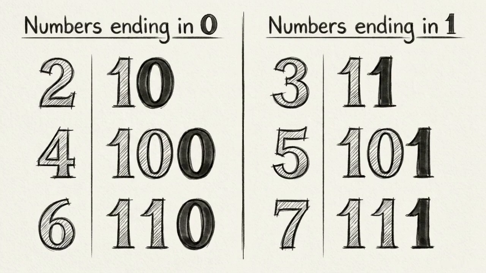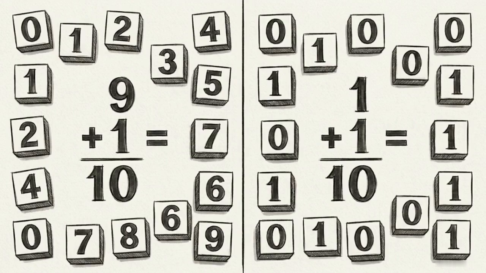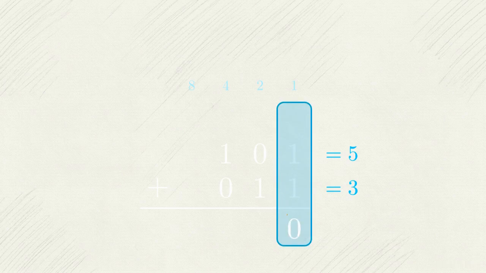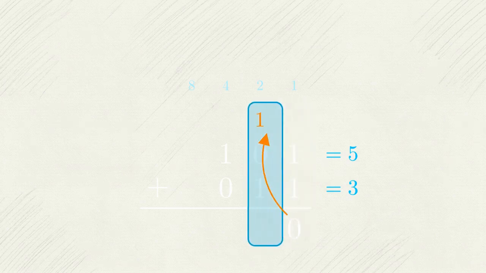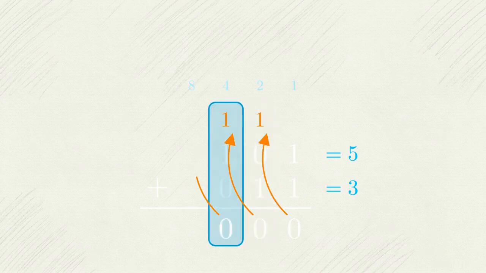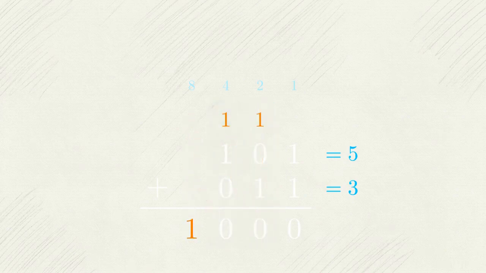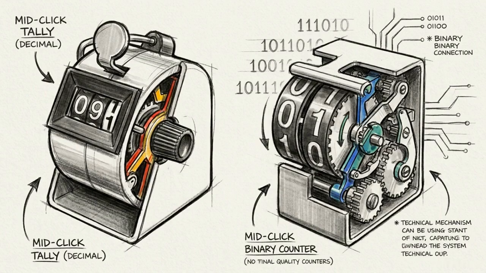Binary addition follows the same logic as decimal addition, but with only 2 digits available. When you add 1 and 1, the result is 0, and you carry a 1 over to the next column. Let's add 5 and 3 in binary. In the right column, 1 plus 1 gives us 0, and we carry that 1. This carry ripples through the next 2 columns, resulting in 1000, the binary form of 8. Carrying bits follows the same principle as the math you already know. You are simply working within a 2-digit limit.